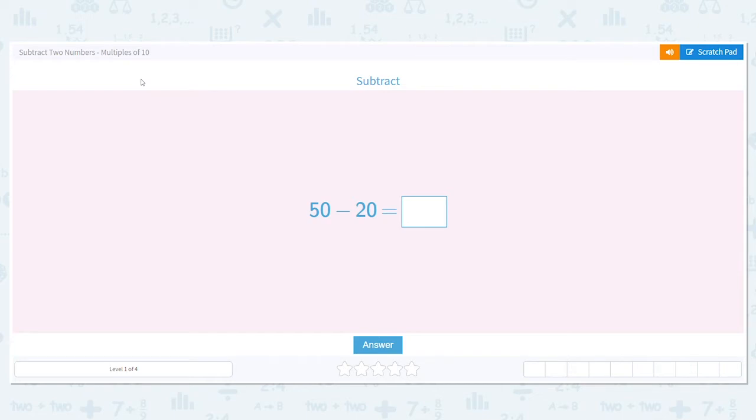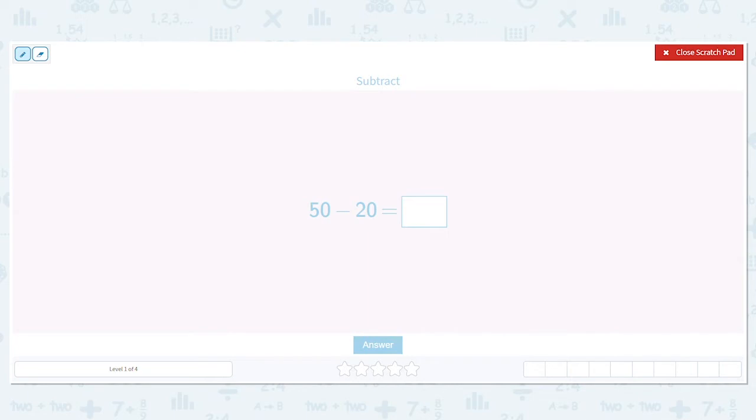Okay, let's practice subtracting two numbers that are multiples of 10. I love doing these because I get to practice basic facts when I do subtraction like this. Watch what I mean. So the first problem I have, 50 minus 20.